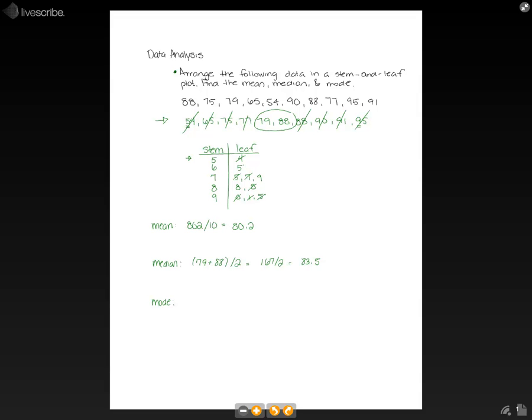We see that in the 5 stem, 4 occurs once. In the 6th stem, 5 occurs once. In the 7th stem, 5, 7, and 9 each occur once. In the 8th stem, we have 8 occur twice. And in the 9th stem, we have 0, 1, and 5 occur once each, which means that the 8s occurring twice win, making the mode number 88. And that's how you're going to use the stem and leaf plot to find the mean, median, and mode.